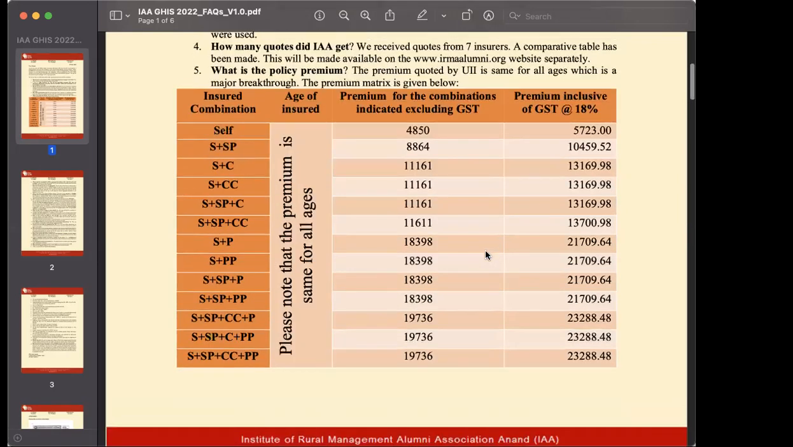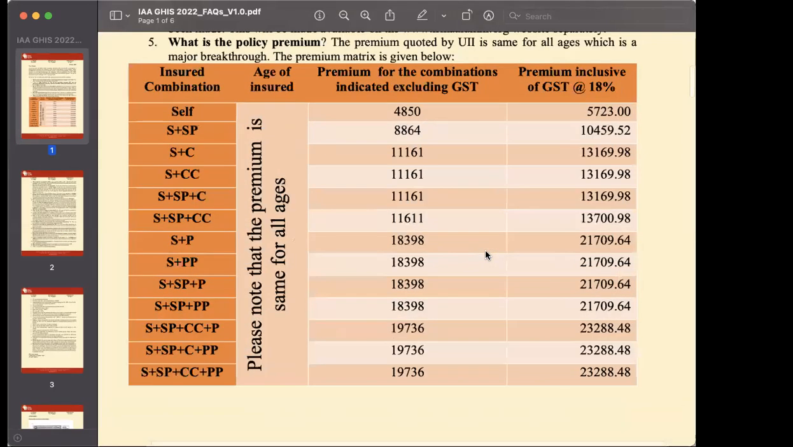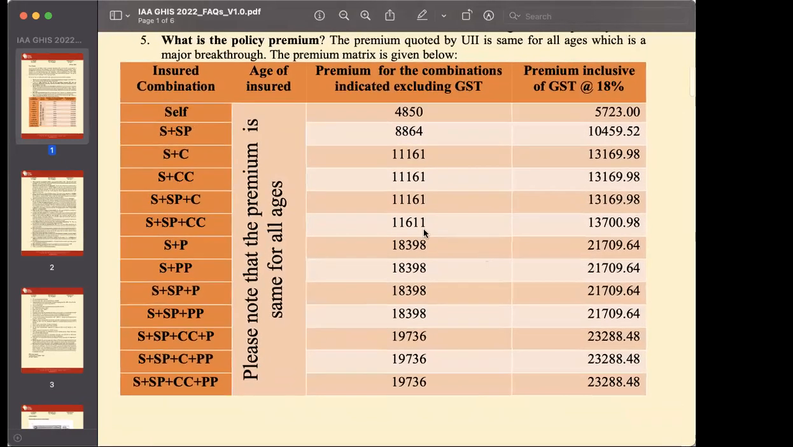All right. So I will just quickly take you through the process, how we have made this table and how to read this table, how we can identify what premium actually works for us. So see, S is for self, SP is for spouse, C is for one child, CC is for two children, P is for one parent, PP is for two parents. Okay, so now let's say I want to buy this policy only for myself. I go to self and I look at the premium amount. It is 4850 plus GST comes out to 5723.